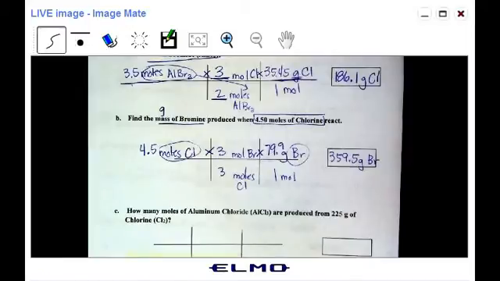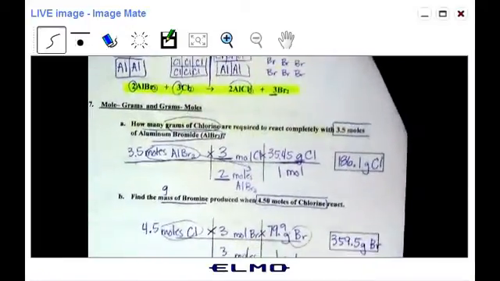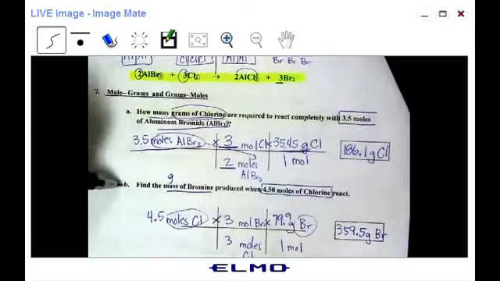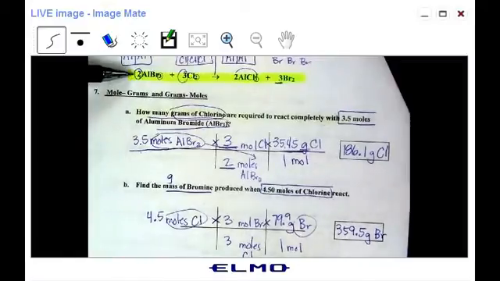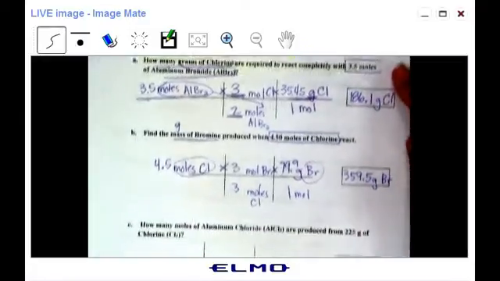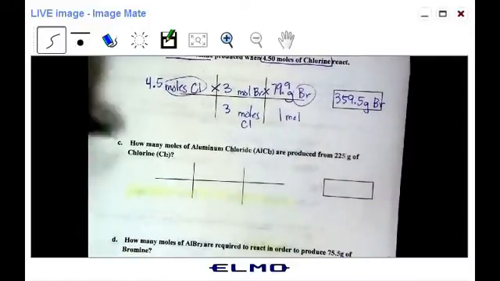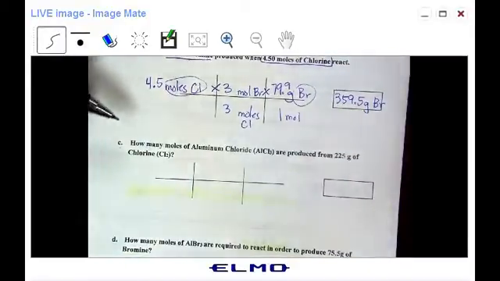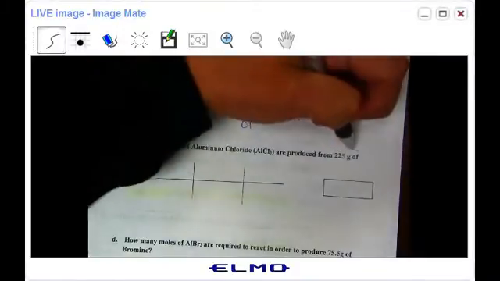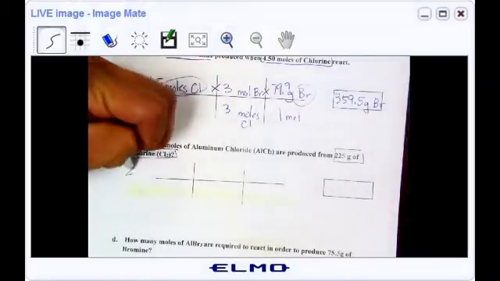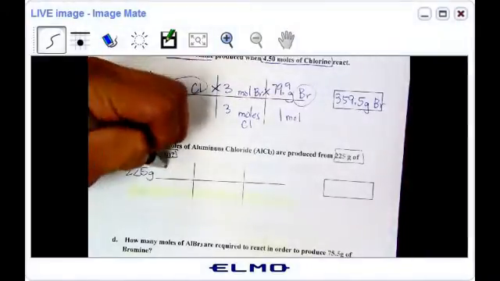But again, you do need to refer back to the original equation, which is up here at the top. So in order to do 7A, B, and C, you are using the original equation up here at the top that you balanced. Seven C. You can start off by just looking at the number you're given. 225 grams of Cl2.